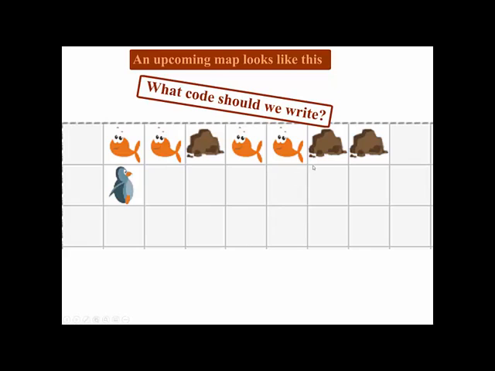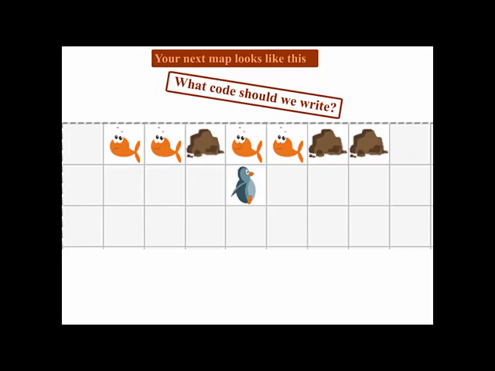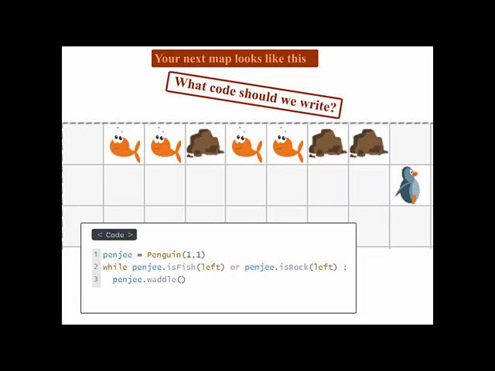How about this? Here's an upcoming map. What code should we write? I'm going to show you what the program does, and you tell me what code to write. While Penji is fish left or Penji is rock left. Penji dot waddle.